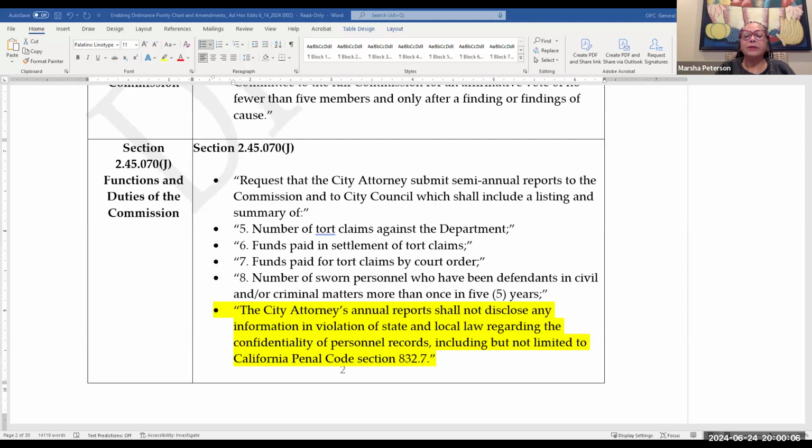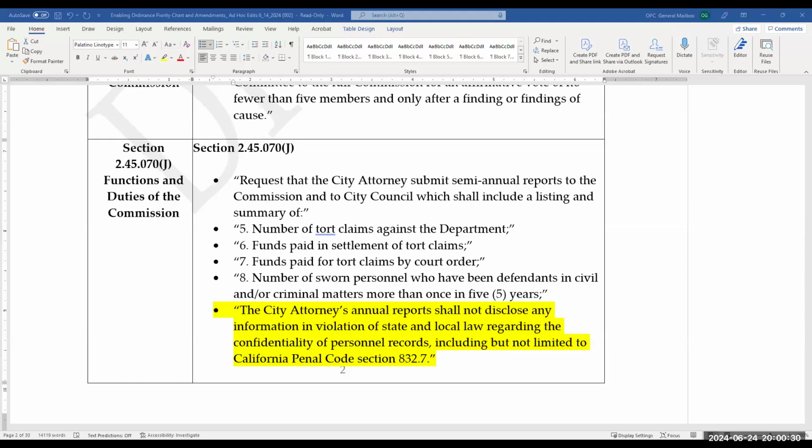Well, a tort claim is a civil claim. I'm wondering if we should have qualifying language, like is it every tort claim with respect to number 8? Do we need to know every civil case that sworn personnel has been involved in?